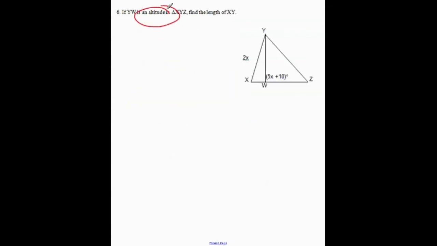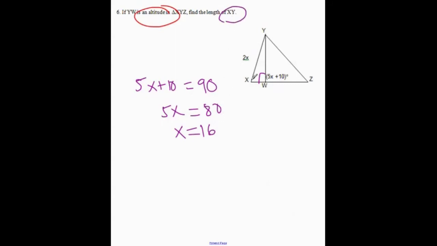Altitude. Know your definitions. Altitude forms a right angle. So this is similar to a previous problem. So I got 5x plus 10 is equal to 90. 5x is equal to 80. So what is that going to be? X is equal to 16. All right. And it wants to find the length of XY. XY is right here, so we're looking at 32.